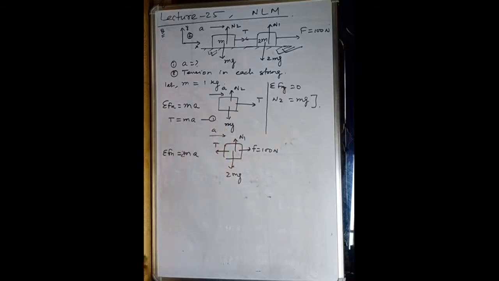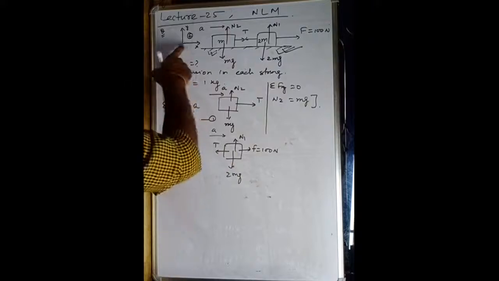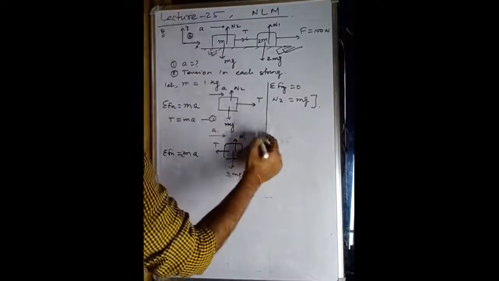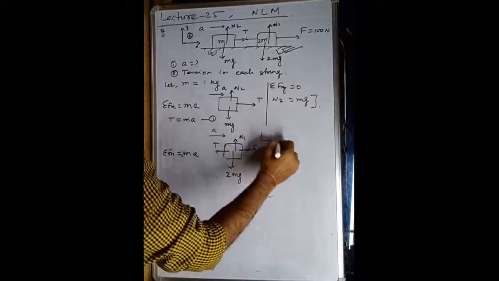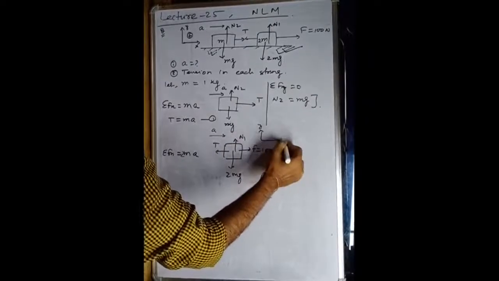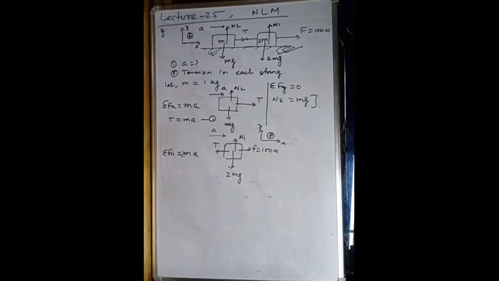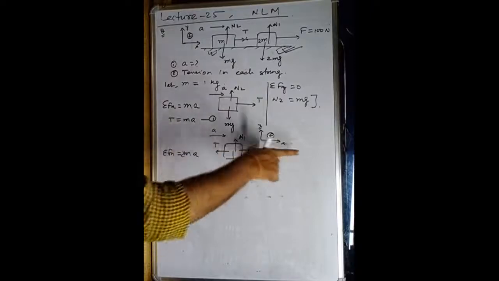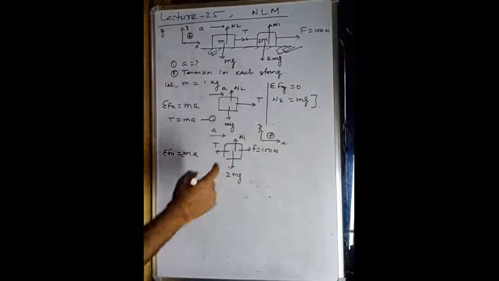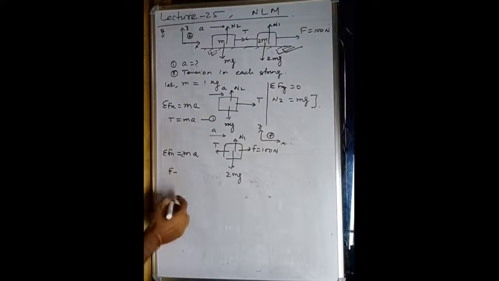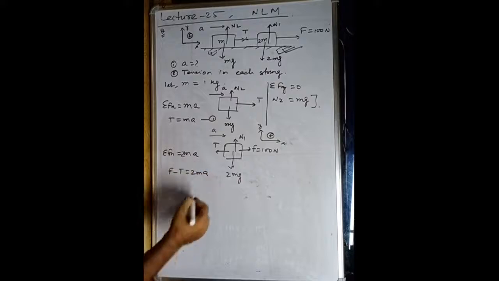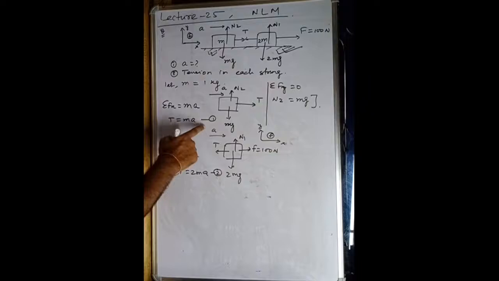Now for sigma Fx, how many forces are acting along the positive direction? Here, you can see, my dear students, this is the y and x axis, and this is the positive axis. Here the body is moving in this direction, so this force will be considered positive. So F minus T, which is considered negative, is equal to 2ma, and this is equation number 2.